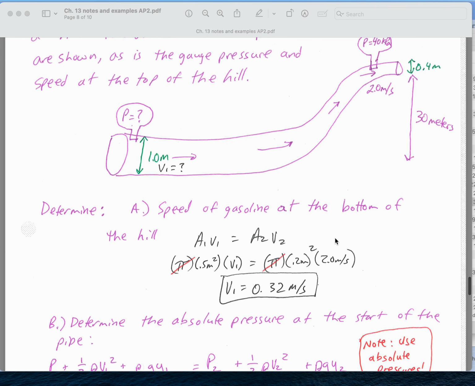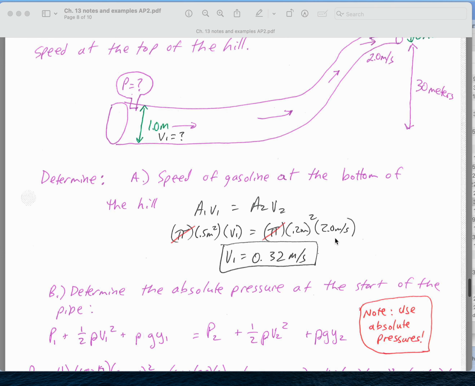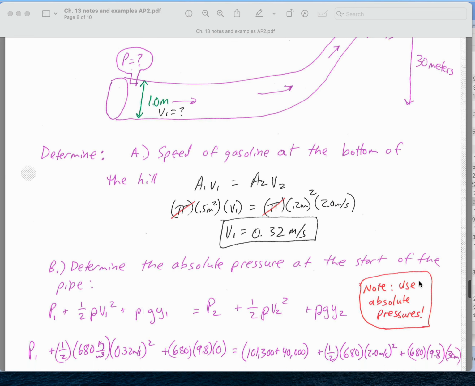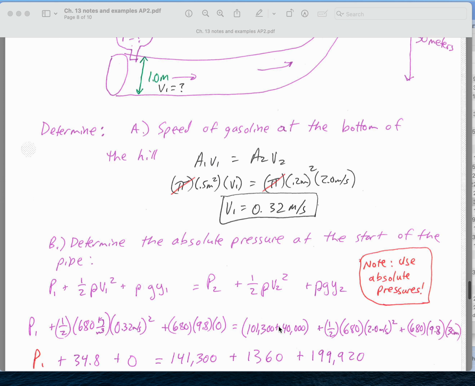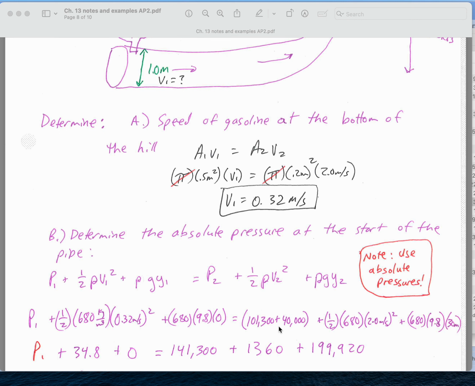Determine the absolute pressure at the start of the pipe. So this is the Bernoulli equation, and notice I have to use absolute pressures here to get the correct calculation. If I want to find gauge pressure, I would make sure everything is in absolute pressure initially and then convert back, just because I don't want to screw around with possibly making an algebra mistake. So this is what I'm trying to find. We know the rate at which we're flowing here; we just found that out.